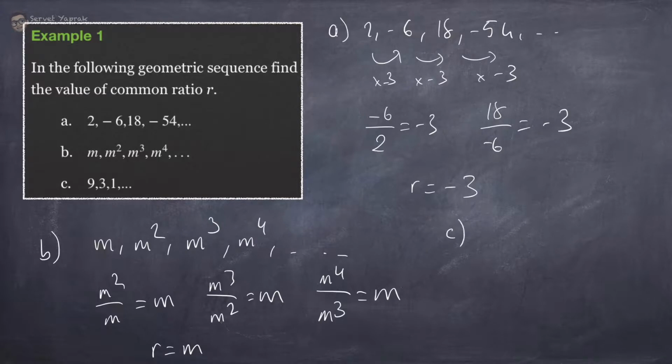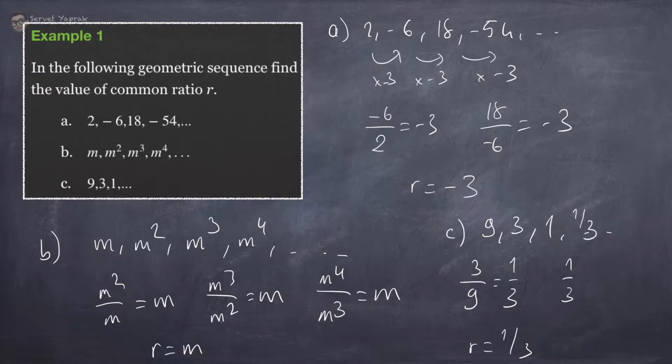Final one, C. This is a decreasing sequence: 9, 3, 1, and so on. If we divide 3 by 9 we get 1 over 3, or we can divide 1 by 3, again we will have the same common ratio. So we can say that the common ratio of this sequence is 1/3. So the fourth term will be 1/3. Be careful here. Part C is a decreasing sequence and the common ratio is a fraction, less than 1.